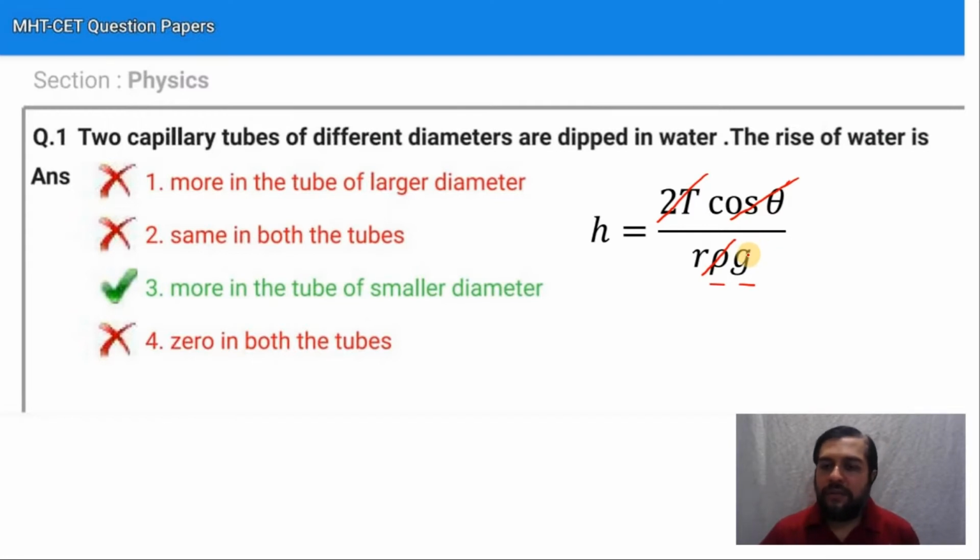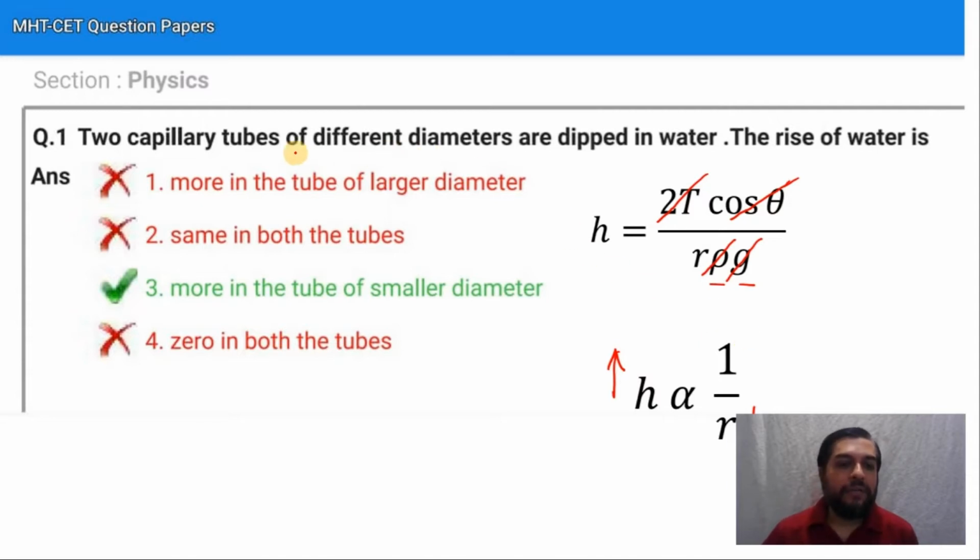It is not mentioned that first it was on earth and now the experiment is done on the moon, nothing like that. So in this case acceleration due to gravity is also constant. So what do we get over here? Yes, we get that the height of capillary action is inversely proportional to the radius. I hope you are clear. You understood that the tube whose radius is smaller, that is, thinner, whose radius or diameter is less, in that the height of rise or fall of the liquid, that is, the capillary action, will be the most.